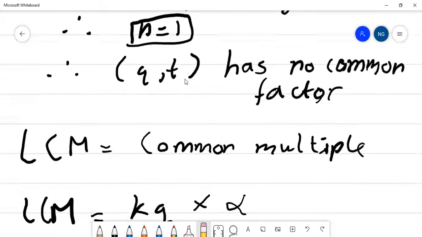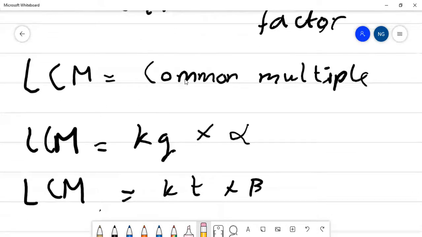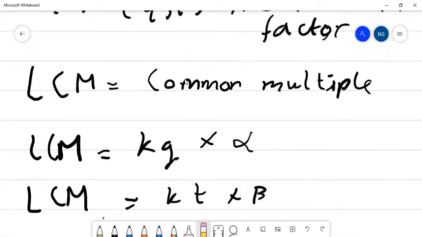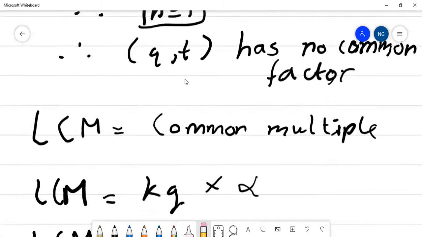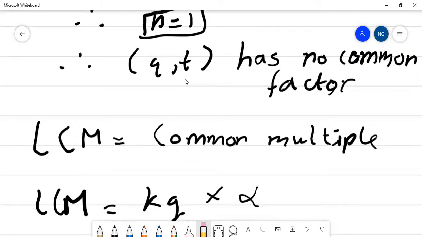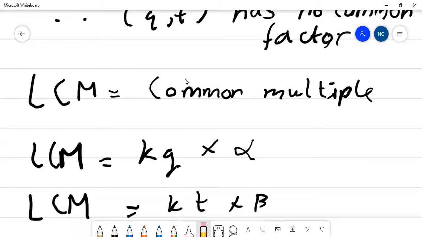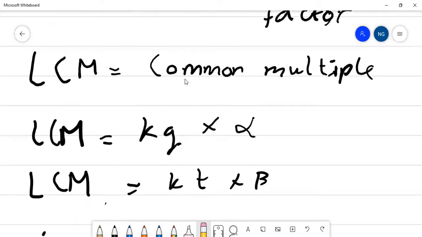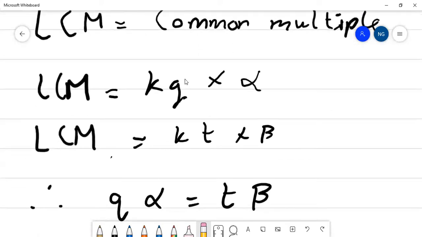And LCM is the common multiple. So, LCM is equal to kq into something. Common multiple means, for example, 13 and 26 are the numbers. So 13 into 2 is equal to 26, 26 into 1 is equal to 26. This is the LCM of them. So we are multiplying the number by something to get the LCM. So let it be alpha. n1 into alpha is equal to LCM. n2 into beta is equal to LCM.